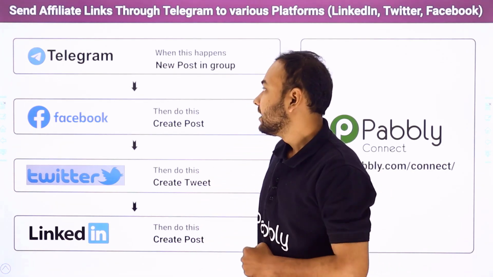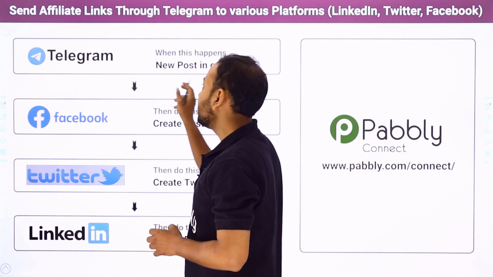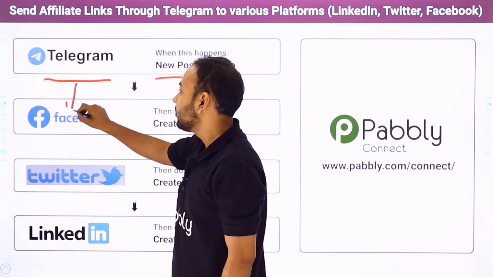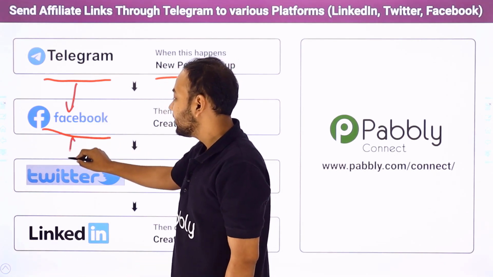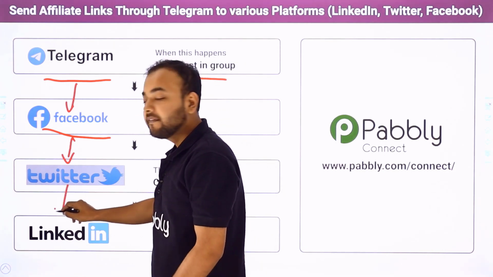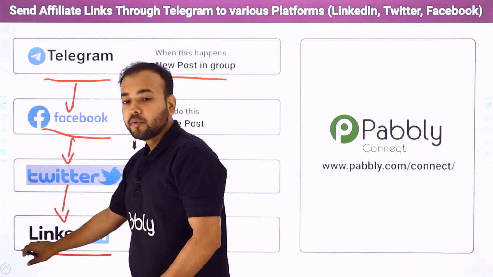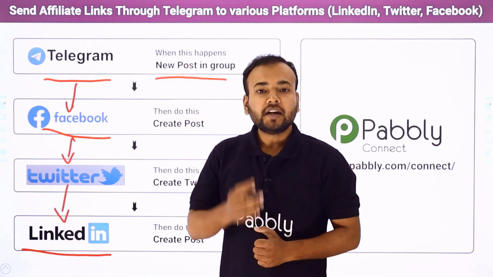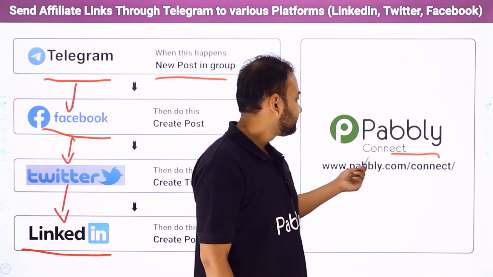What if I tell you that the post that you have created and sent here in a Telegram group gets automatically delivered here on the Facebook page, and the same post gets automatically delivered here as a new tweet on the Twitter handle, and the same post with your affiliate marketing link can also get delivered here on LinkedIn as a new post automatically and simultaneously. Yes guys, this can happen. And to make this happen, I am using a software called Pabbly Connect.